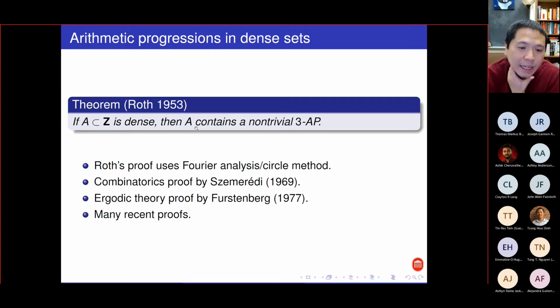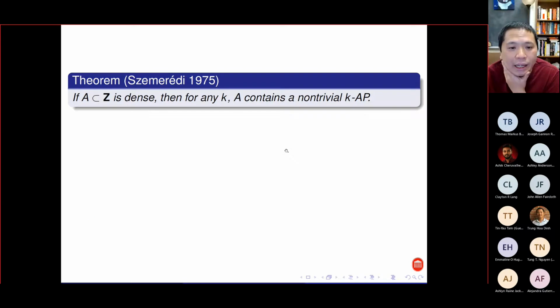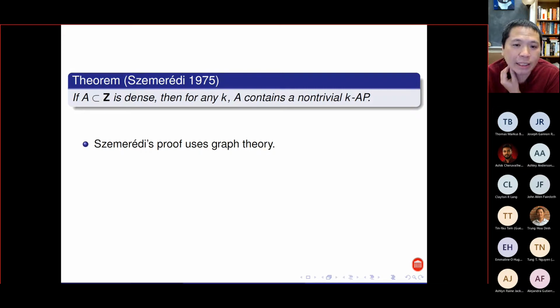So this is the special case of Szemerédi's theorem for 3-term arithmetic progressions. Szemerédi says that the same is true for arithmetic progressions of length k, and this is considerably more difficult than Roth's theorem. Szemerédi first proved this theorem in 1975 using graph theory. His proof was very complicated.